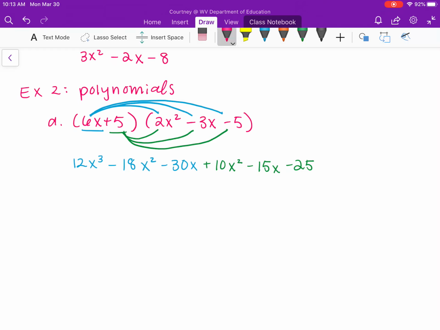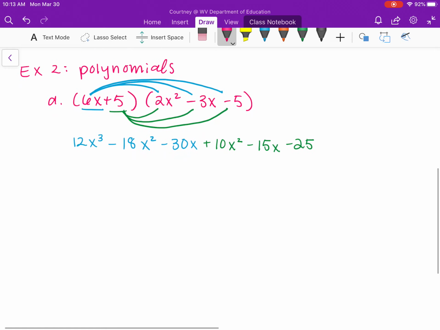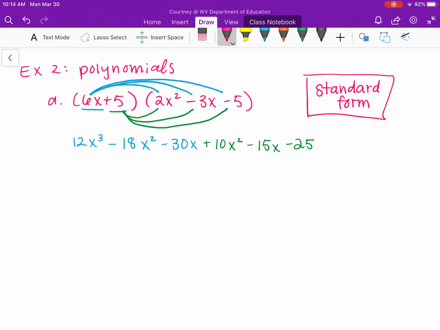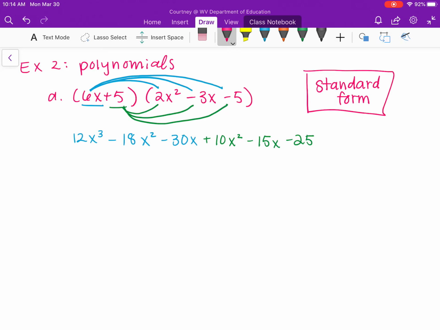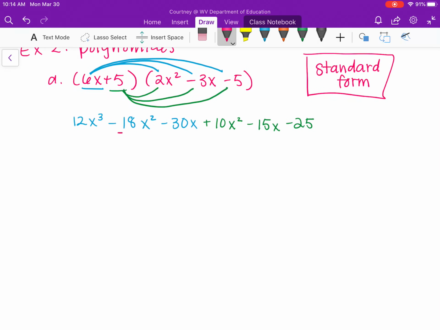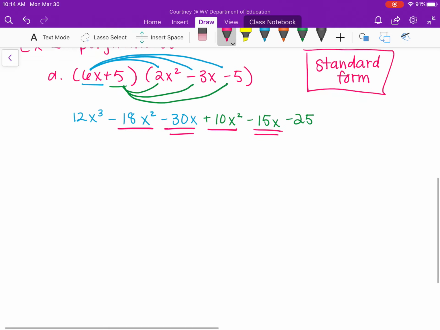Okay, here we're going to combine our like terms, but we have to remember to write our final answer in standard form. We love it. What is standard form again? It is when you write in decreasing order of exponents. So we'll start with the 3, go to 2, go to 1, and then go to 0. So let's combine what we have. We have an x squared here, and we have just a regular x here. So let's write our 12x cubed first. Then we do our x squareds. We have a negative 18x squared and a positive 10x squared is a negative 8x squared.